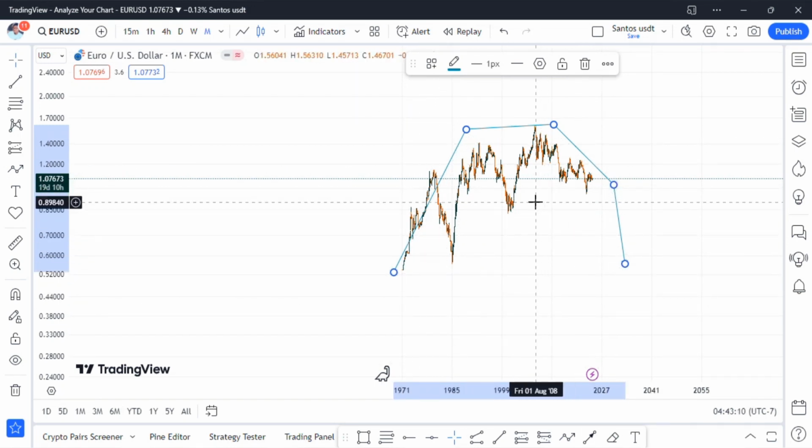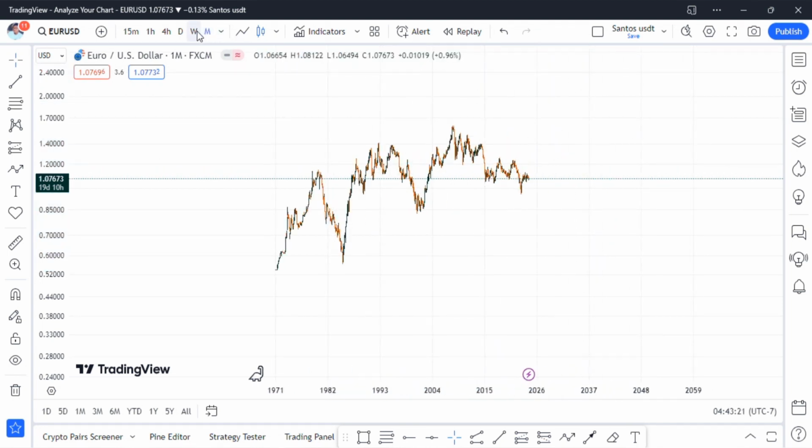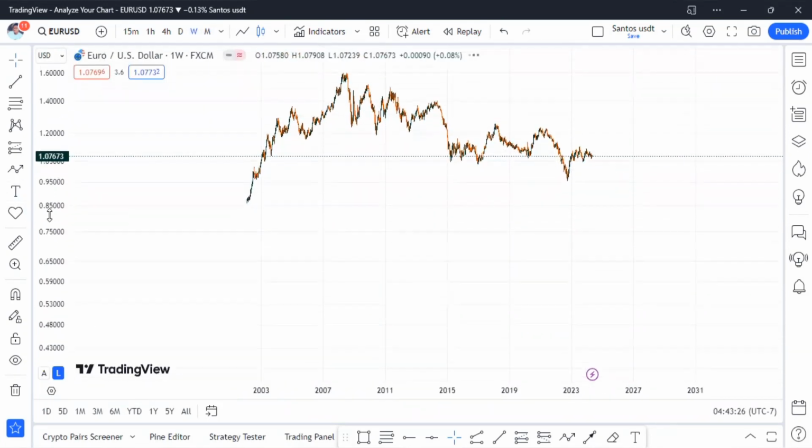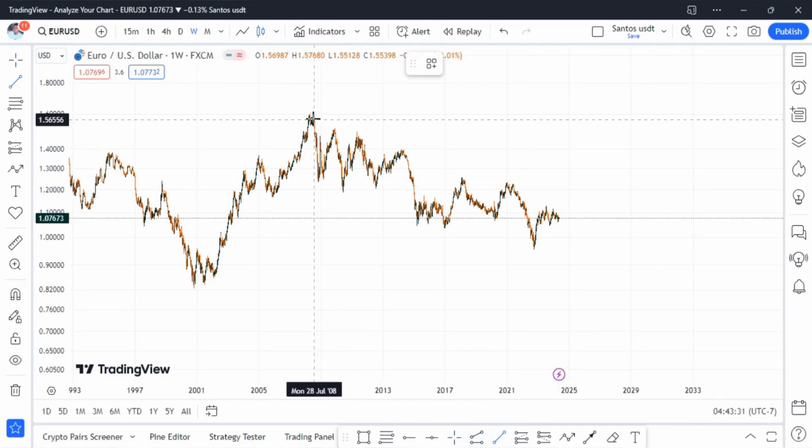This is just the overall view of the pair, which shows that USD is going to be stronger overall. So let's go to the weekly time frame to see if we can get a trend. As you can see, we can see this beautiful downtrend here. So what we're going to do is take up our trend line too.